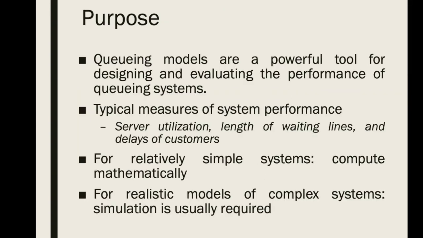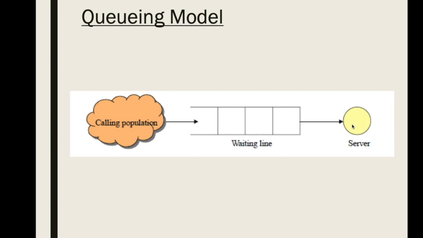In fact, queuing models are a powerful tool for designing and evaluating the performance of queuing systems. Now, what is a queuing system? Wherever these sorts of queues are formed, we might be interested in several performance measures like server utilization, length of waiting lines, and delays of customers. Coming back to this figure, if you are going to form a counter system or service system, then obviously your first question will be how many servers I should install. Whether one will be sufficient, two, three, or four.